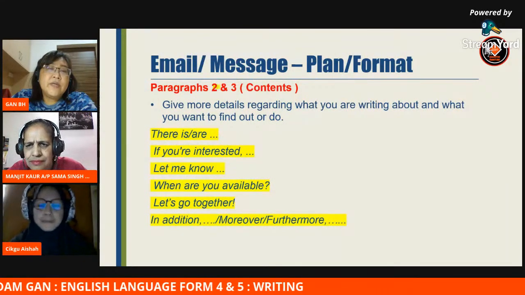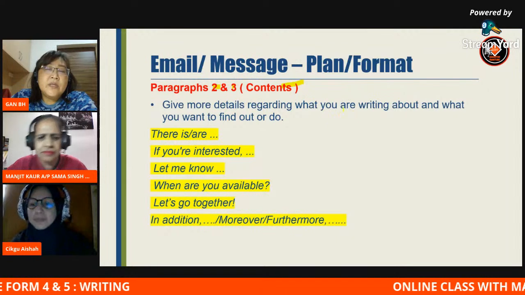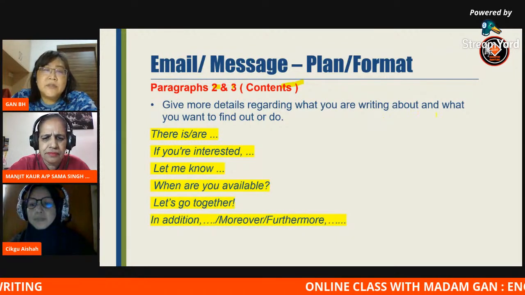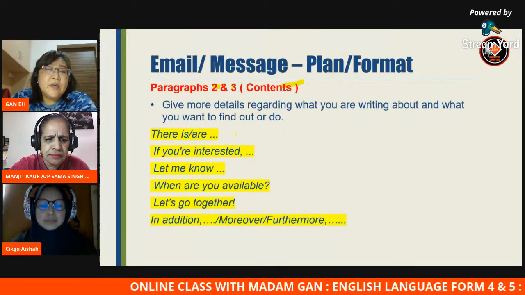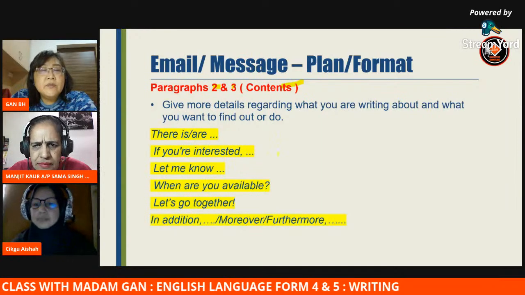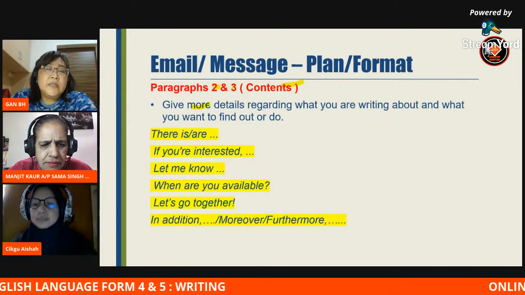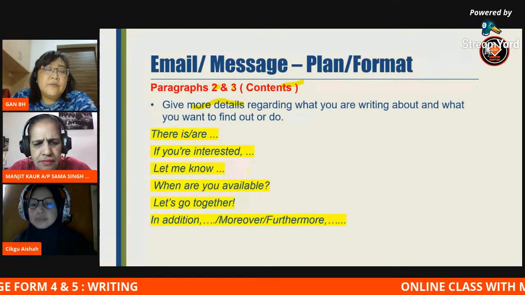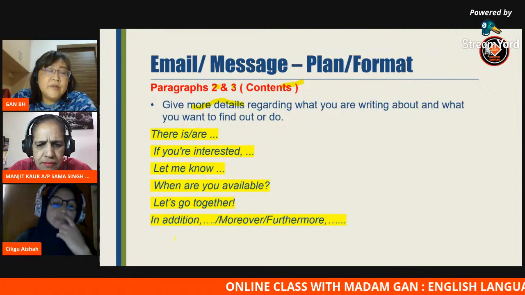So we have paragraph 2 and paragraph 3, the other contents. You have to give details regarding what you're writing about and what you want to find out more. You can write there is, there are, for example, a few reasons, or if you're interested in cooking, you can. Here you have to give more details or write your reasons. Remember, don't forget, you have to use your linkers.